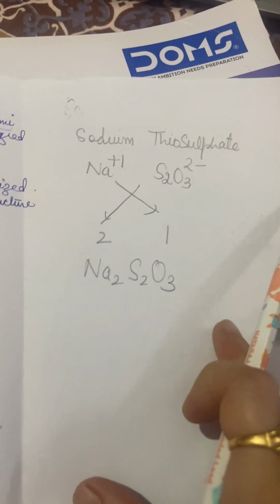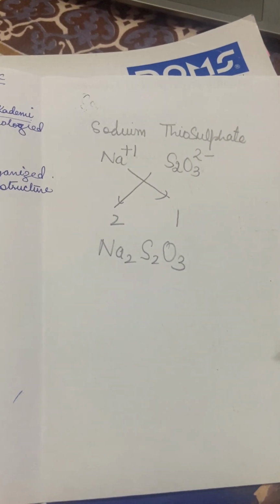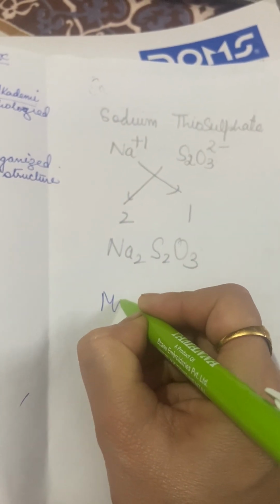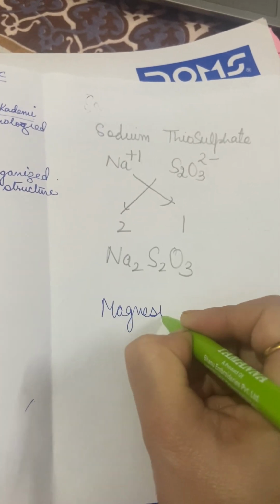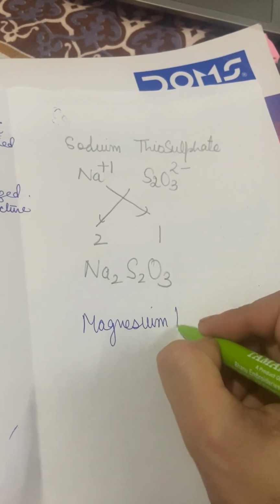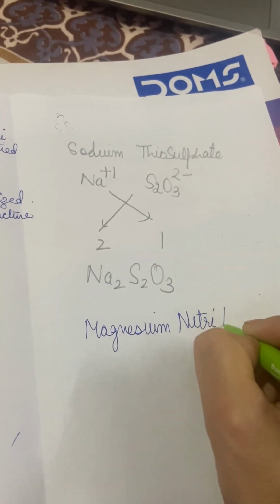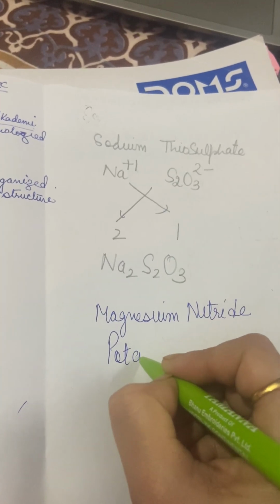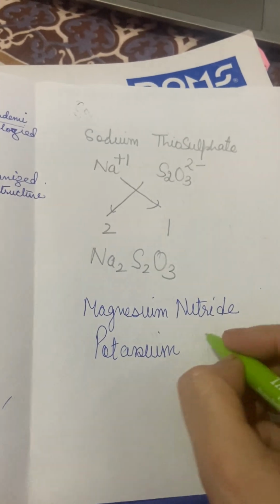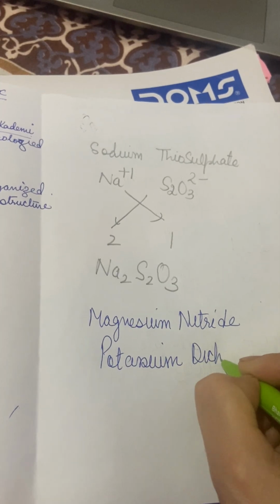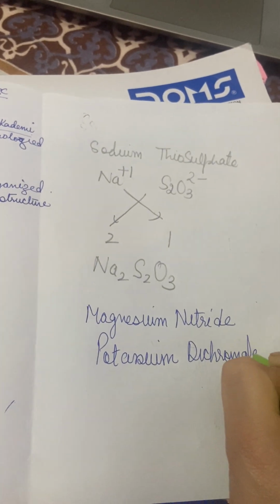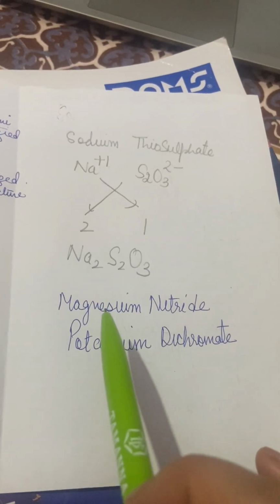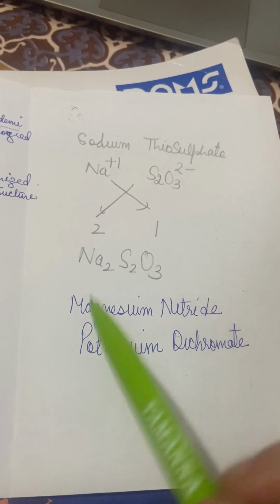Now, one homework question. You have to derive the chemical formula of magnesium nitrite and potassium dichromate. Please, if you know them, put your answer in my comment box. I will check. And that's all for today.